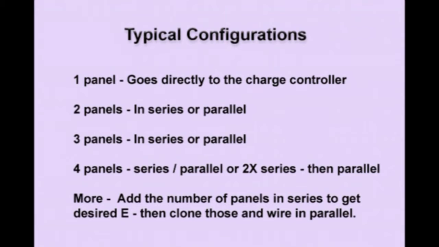Thus, you're not going to buy an odd number of panels. You're going to buy the exact number of panels so that you have as many as you need in series to get that desired voltage, and then duplicate that set of 2, 3, or 4 in series until your budget for solar panels is exhausted.